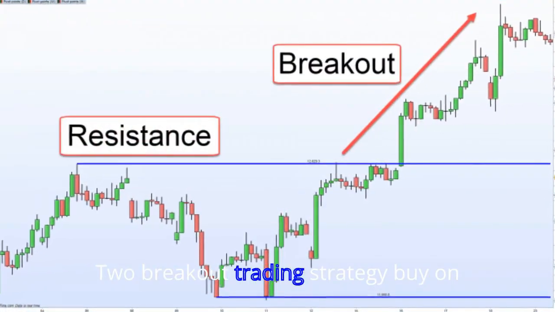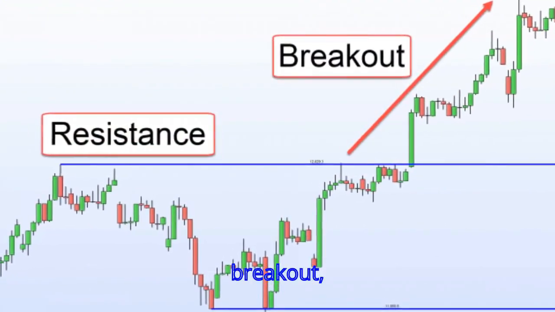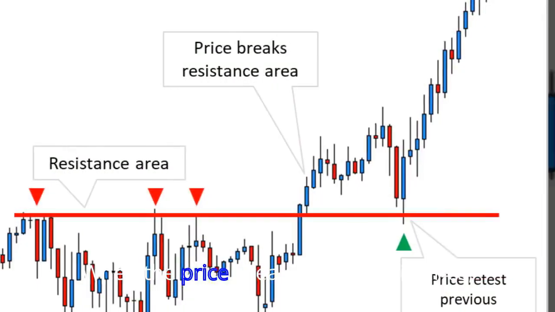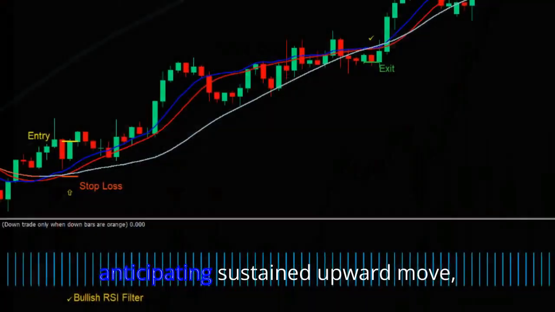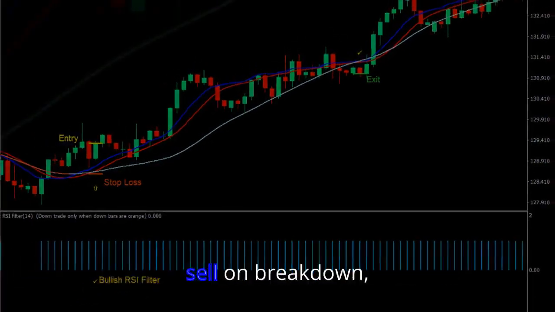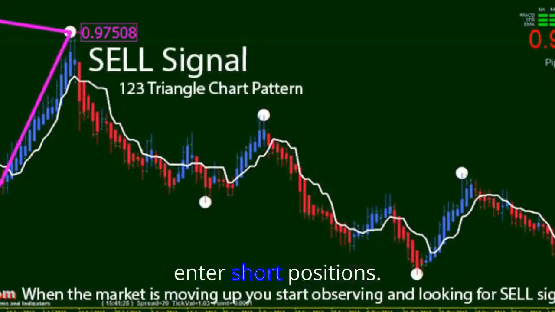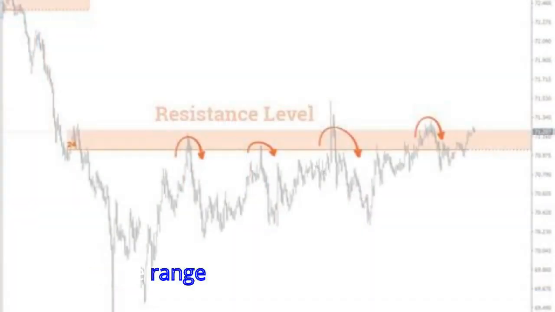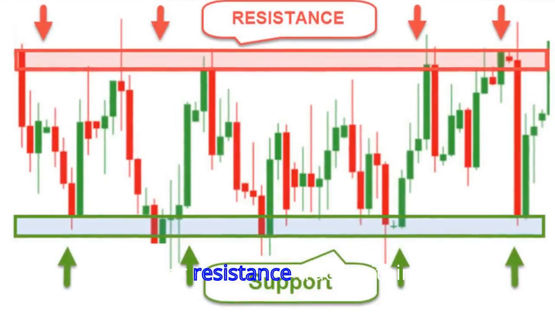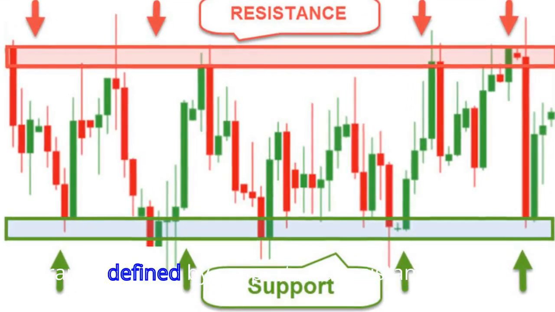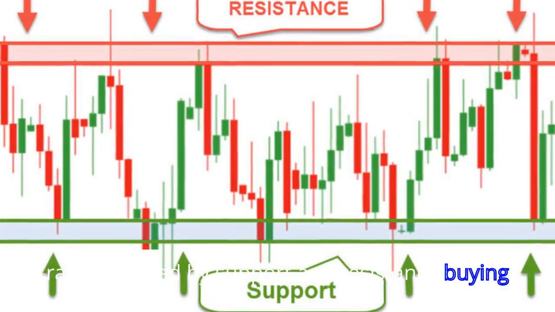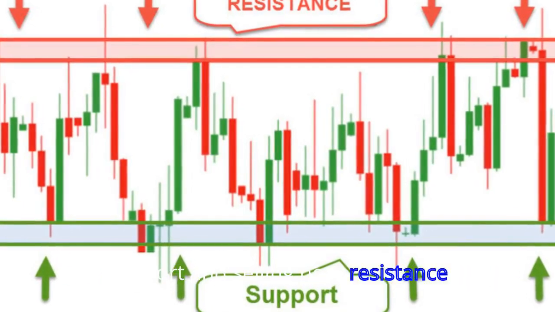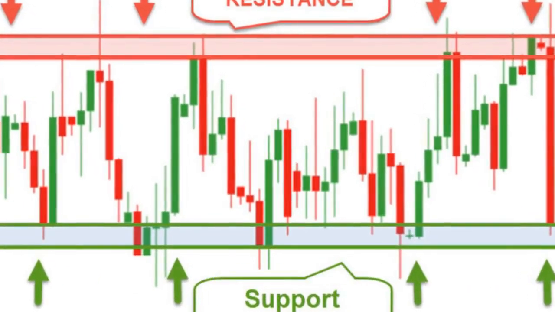2. Breakout trading strategy. Buy on breakout. Enter long positions when the price breaks above resistance, anticipating a sustained upward move. Sell on breakdown. Enter short positions when the price breaks below support, expecting a sustained downward move. 3. Range-bound trading strategy. Buy near support, sell near resistance. Trade within the range defined by support and resistance, buying near support and selling near resistance until a breakout occurs.